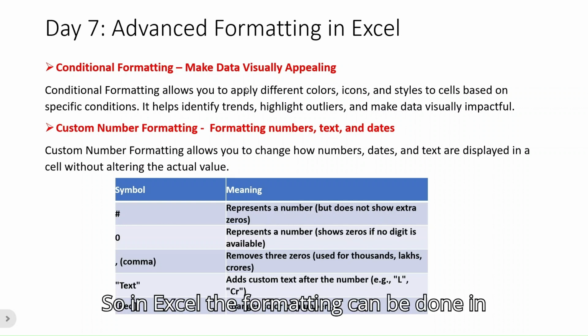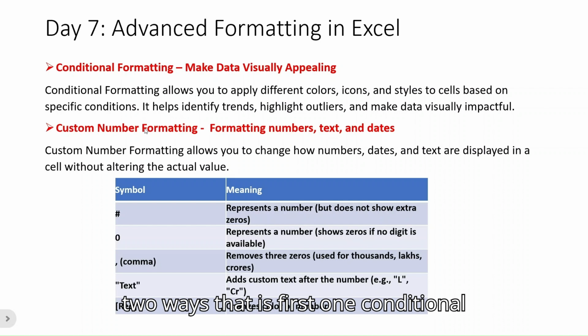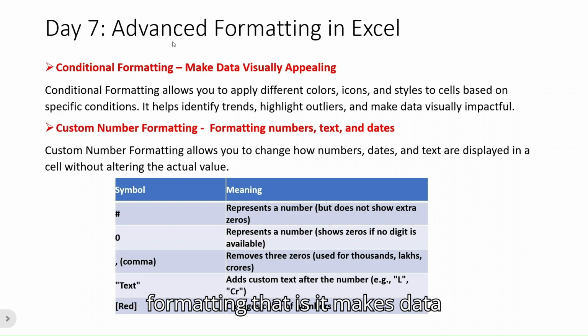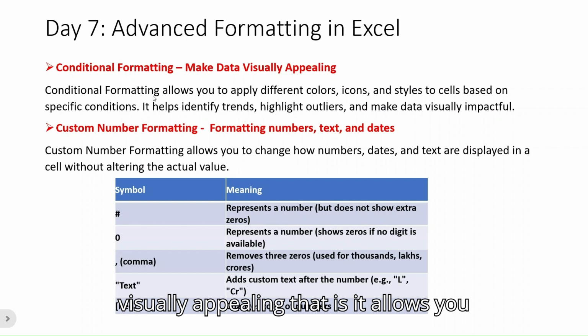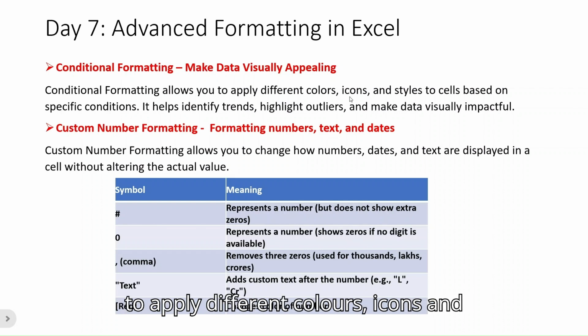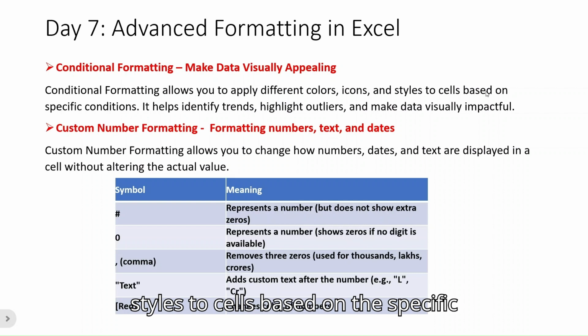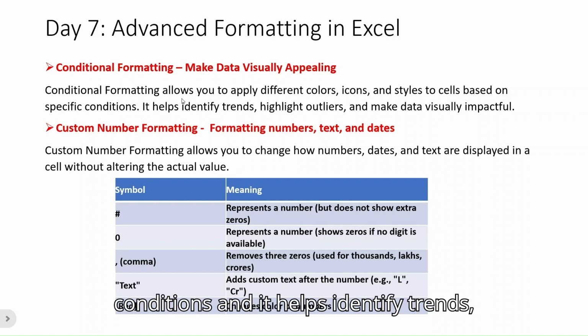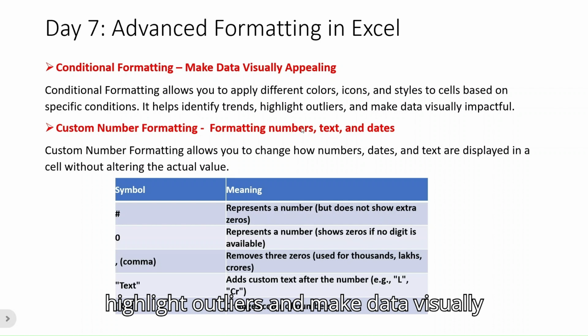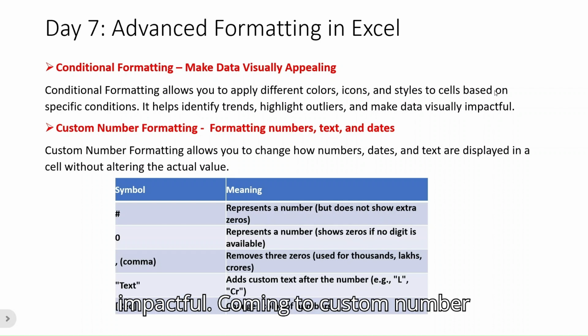So in Excel, the formatting can be done in two ways. First one is conditional formatting. It makes data visually appealing. It allows you to apply different colors, icons and styles to cells based on specific conditions. And it helps identify trends, highlight outliers and make data visually impactful.